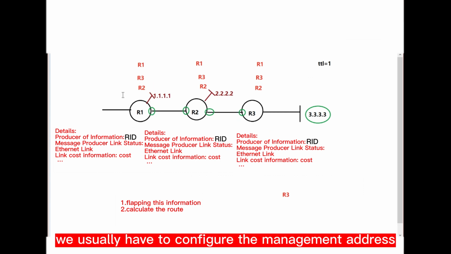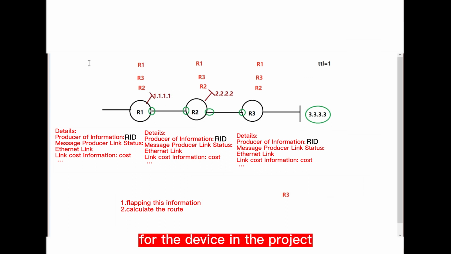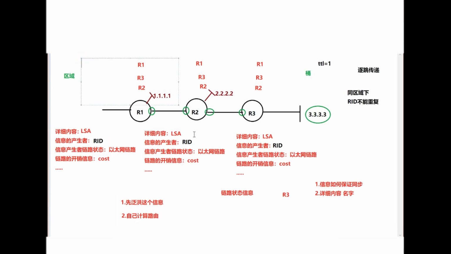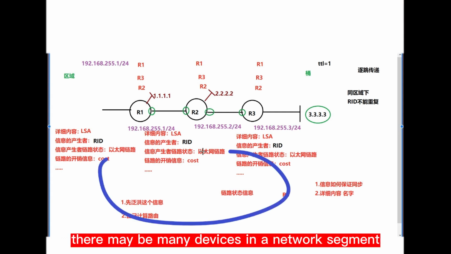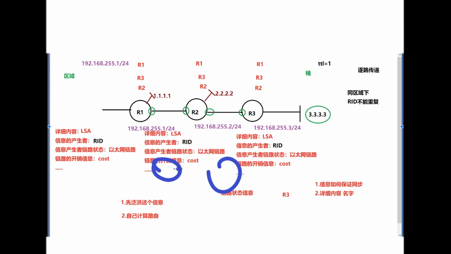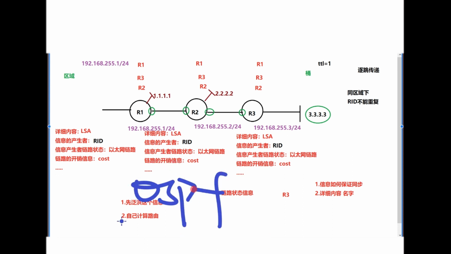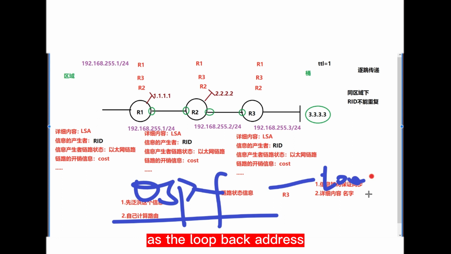In a project, we usually have to configure the management address for the device. We have to configure the loopback port address for the device. If it is configured with 192.168.255.1 with a 24-bit mask, then R2 is 192.168.255.2 and R3 is 192.168.255.3. There may be many devices in a network segment running OSPF. We usually configure the router ID the same as the loopback address.